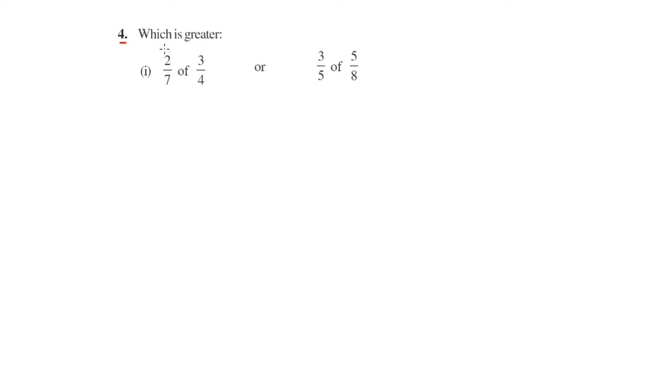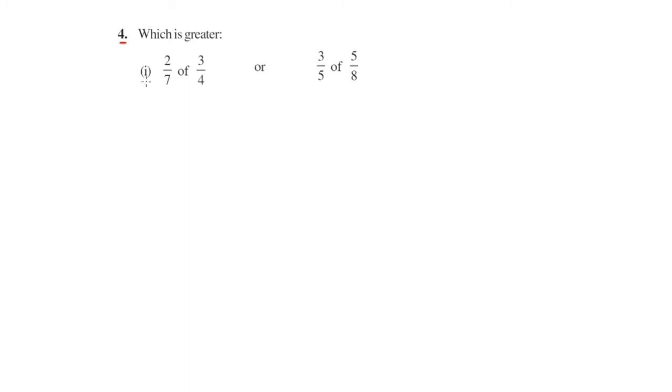In question number 4, we need to find which is greater. Before proceeding further to finding out which one is smaller or greater, first we will simplify it. After simplification, we will check whether the fractions are like fractions or unlike fractions. Because if they are unlike fractions, our main objective will be to convert them into like fractions. Then our task will become easier, as we will directly compare the numerators to find out which fraction is greater and which fraction is smaller.